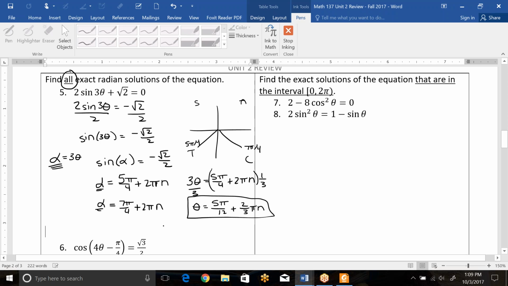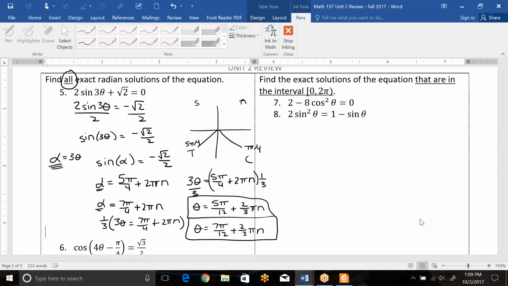My second one would be 3 theta equals this. So to multiply everything by 1/3 again to get rid of that 3, this one would be 7 pi over 12 plus 2/3 pi n. So there's my two solution sets that actually are, remember, this represents all possible angles if we just plug in integers for n. So it would give us every single angle possibility that when plugged into this function, multiplied by 3, the answer would be negative square root of 2 over 2 for sine. So that's what we found.